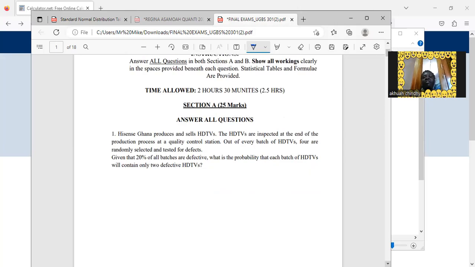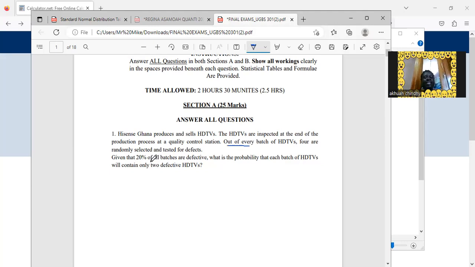So before you even start diving in and solving, you have to ask yourself, what type of probability is this? Because each type of probability has its own method of solving. If you don't identify the type of probability you are dealing with, then you'll not be able to know what type of solution to assign to it. So with this question, when we realized that it says out of every batch of 8 HD TVs, 4 are randomly selected and then tested, we realized that this is talking about binomial distribution.